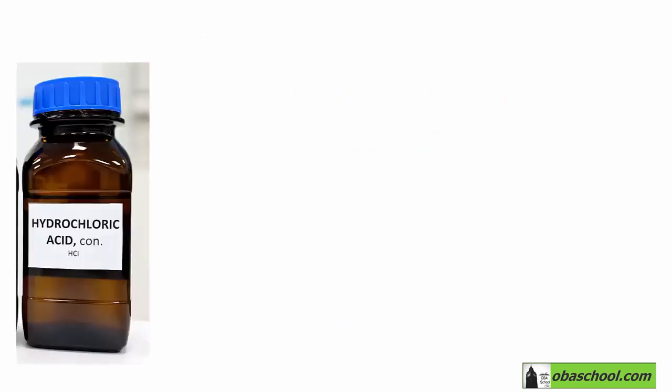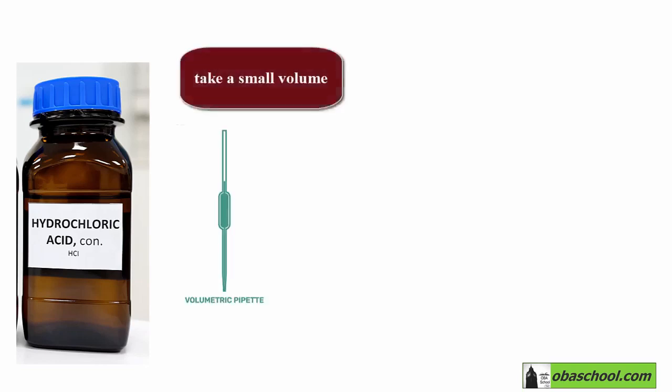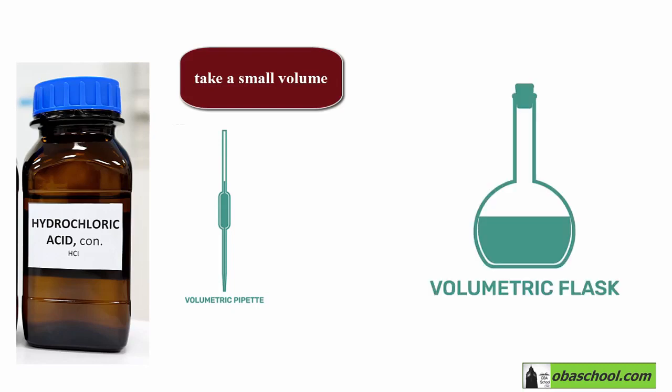On the other hand, if we want, for example, to prepare a more diluted solution of HCl, we will take a small volume of this concentrated HCl solution. We will put it in this volumetric flask and then we will add water to it to obtain a dilute harmless solution. So this is the difference between concentrated and dilute solutions.